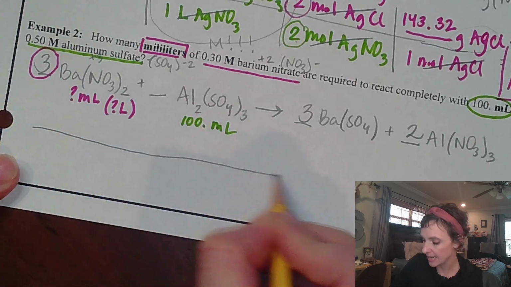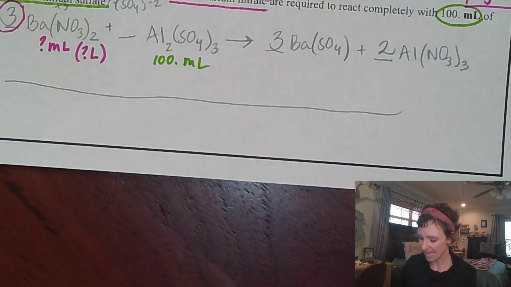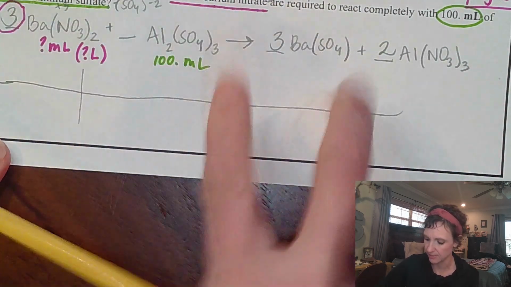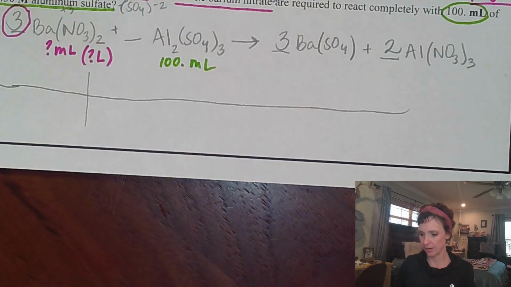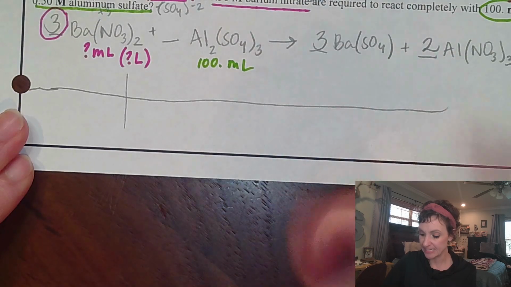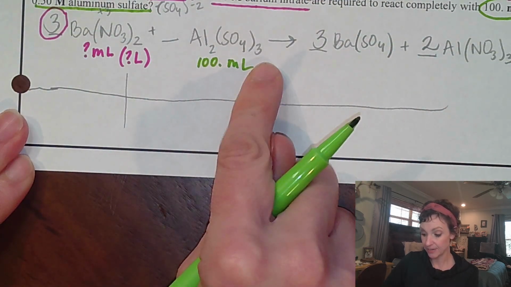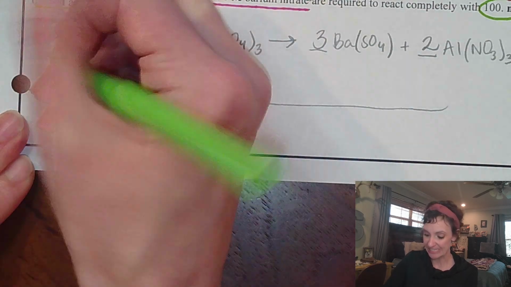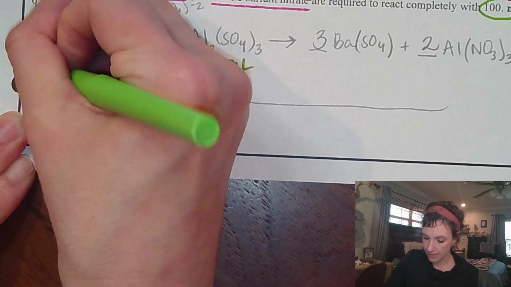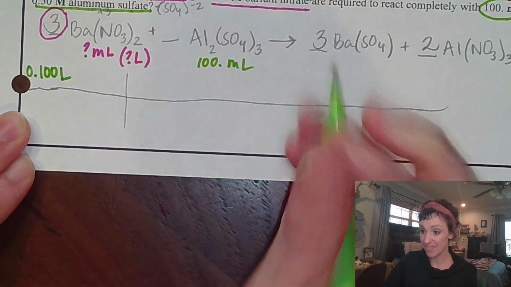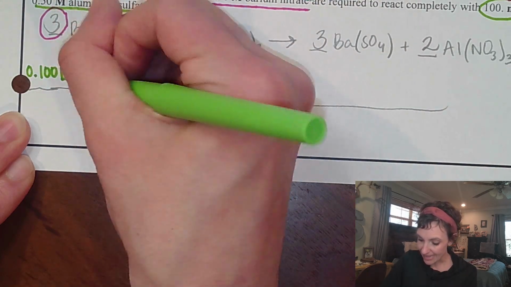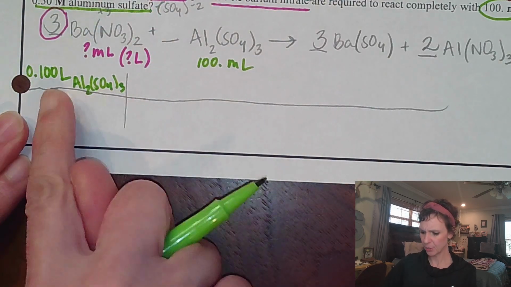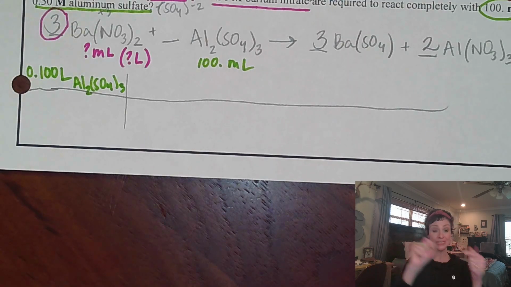So I'm going to set up my train tracks for converting, and I'm going to put my given information. This is going to actually be super long because look at these chemical formulas. I'm sorry. I'm going to give myself more space than I typically do. So my starting is milliliters. I've got to make sure I represent that in liters. So 100 milliliters is technically 0.100 liters. And this is of who? I'm going to have to write real small. Al2(SO4)3.